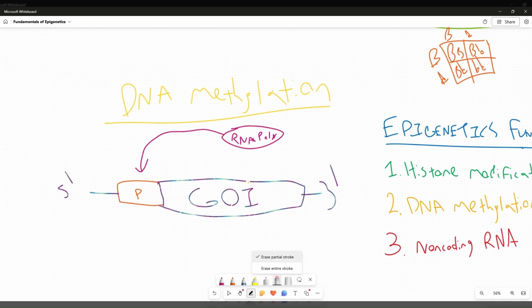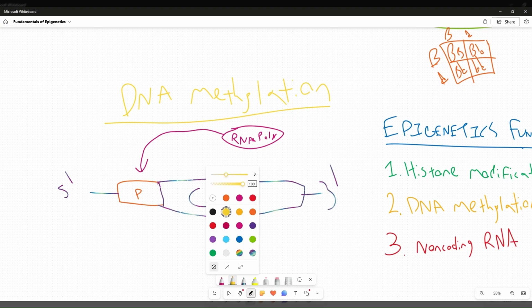But let's say I want to block something. Well, conveniently, I can also go and methylate the promoter. So again, it's the same methyl groups, the same process. It's just with a methyltransferase.